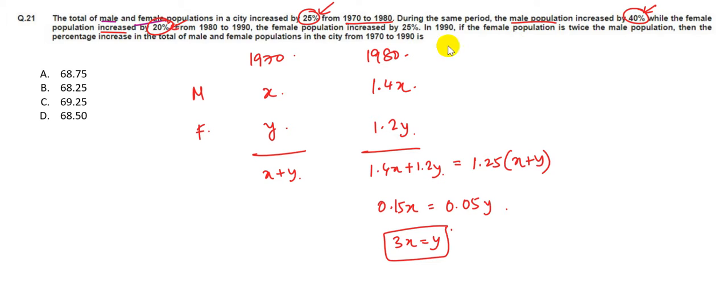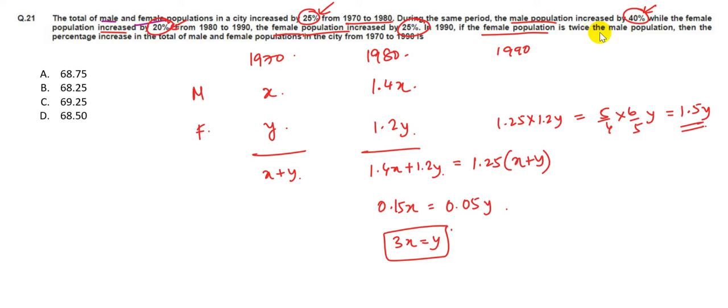Now in the second part it said from 1980 to 1990 the female population increased by 25%. So that means in 1990 the female population will be 25% more than 1.2y. So 1.25 into 1.2y, that would be 5 by 4 into 6 by 5 y, which is equal to 1.5y. So the female population in 1990 would be 1.5y.